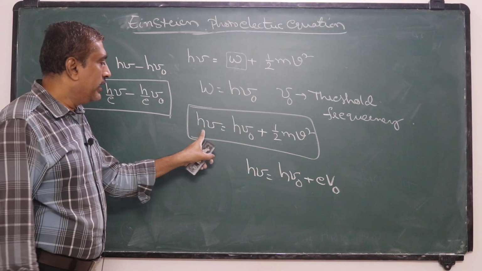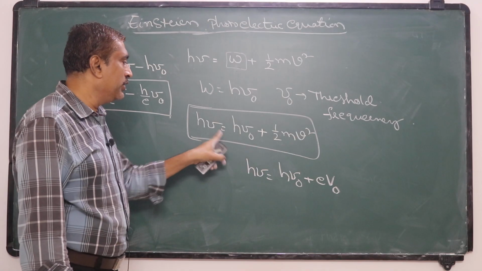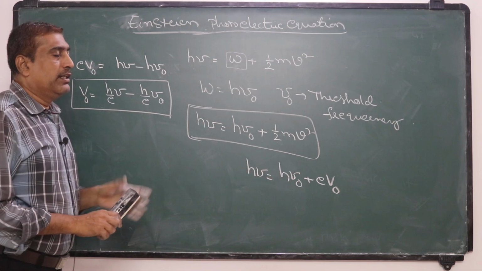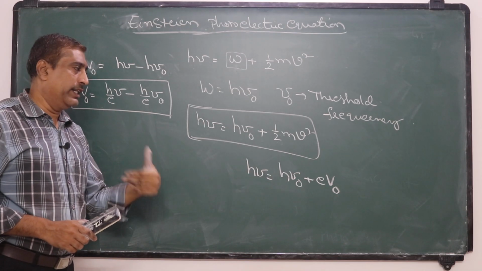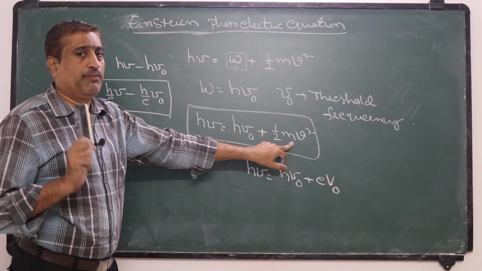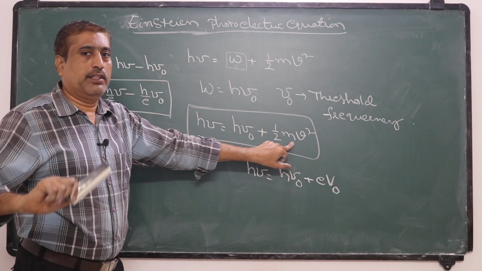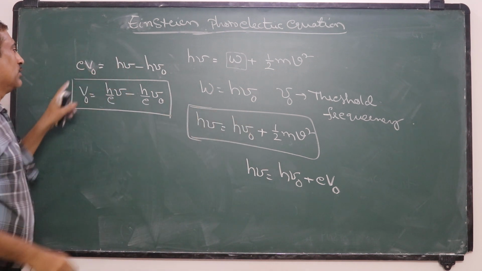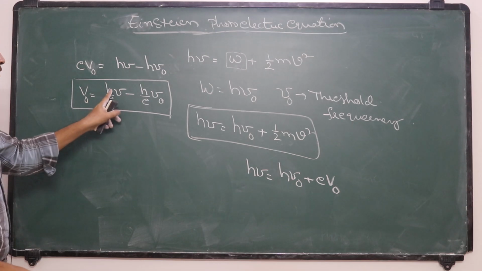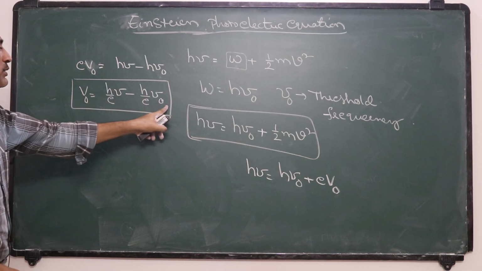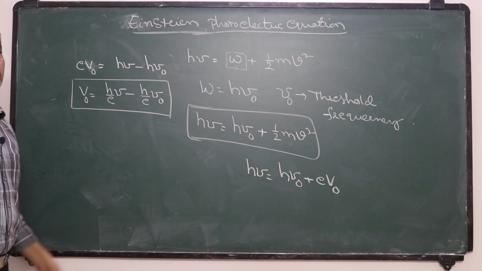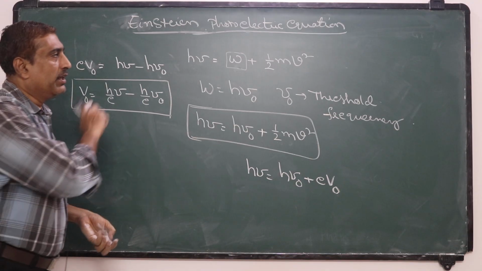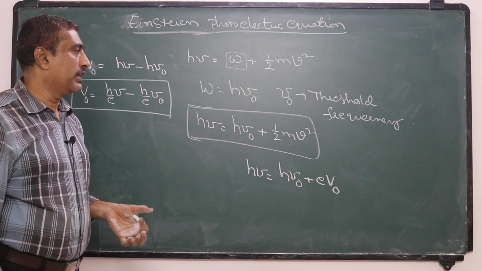So hν is equal to hν0 plus half mv square. When a negative potential is applied, at the stopping potential, the kinetic energy of the electrons becomes 0. In that case, half mv square is equal to eV0. So we can write this equation as V0 = (h/e)ν − (h/e)ν0. This is the Einstein photoelectric equation. In this way Einstein explained the photoelectric effect.